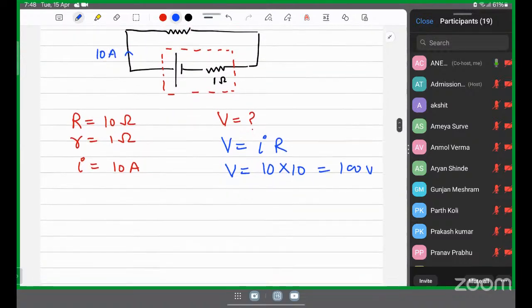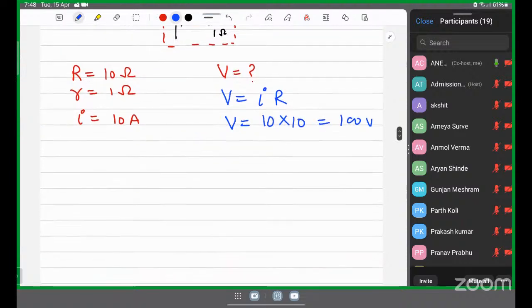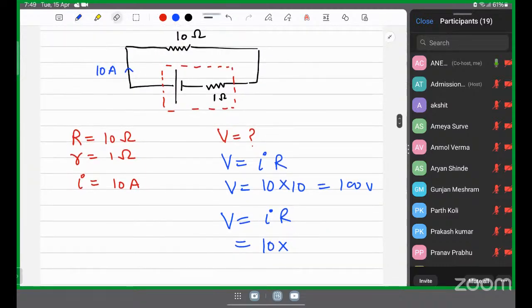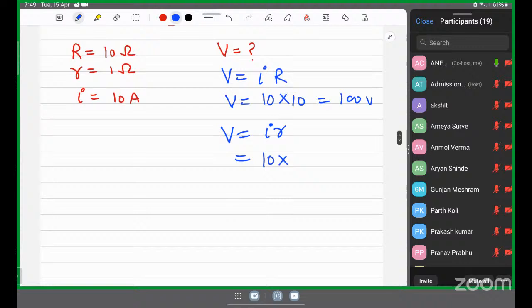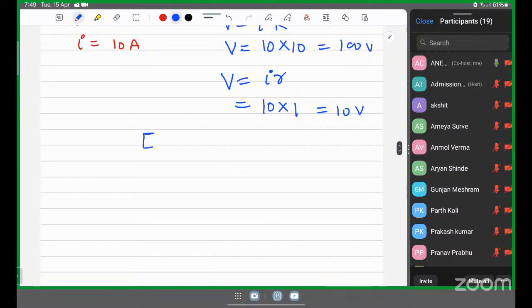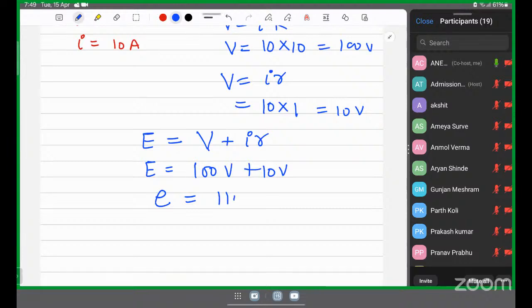Now we are interested in potential for 1 ohm resistor. Potential for 1 ohm resistor will be V equals to Ir again. I in the circuit is 10 and the value of r, let me write it by small r, is 1, so that is 10 volt. EMF of the cell is given by terminal potential plus Ir, which is terminal potential 100 volt plus Ir is 10 volt. So EMF of the cell will be 110 volt.